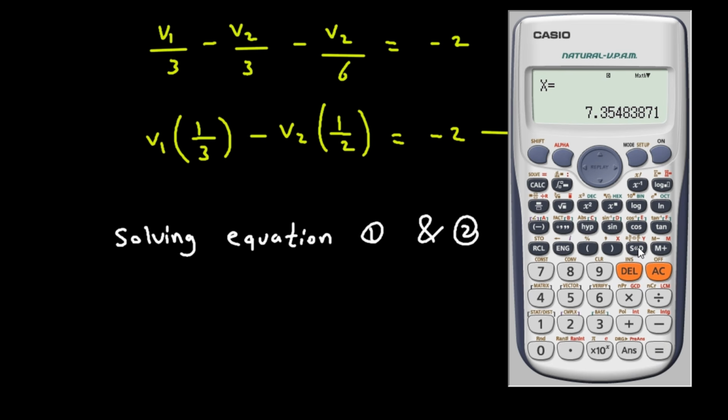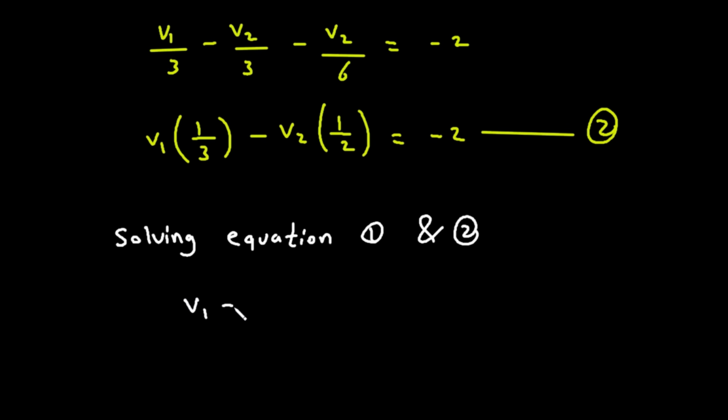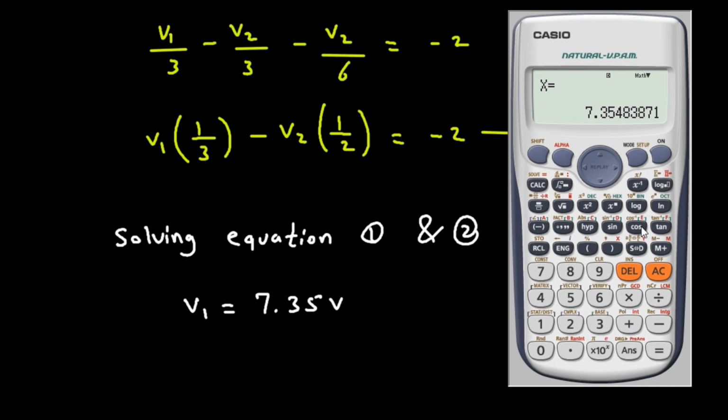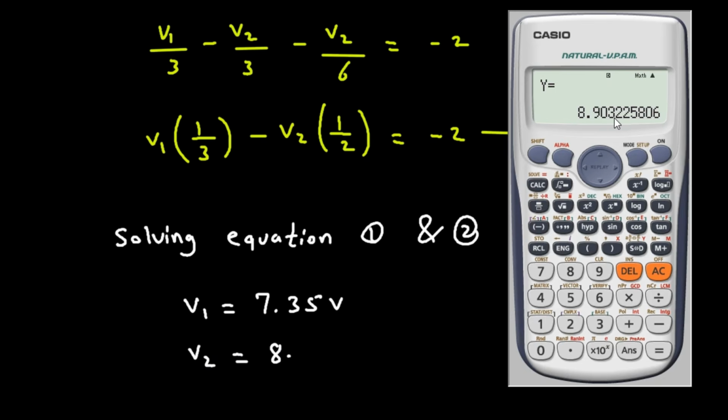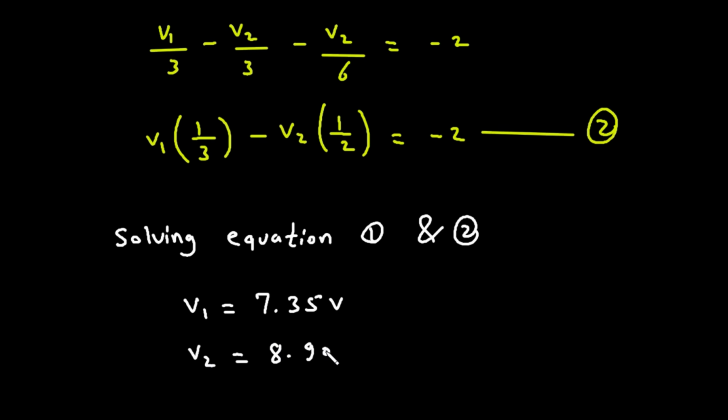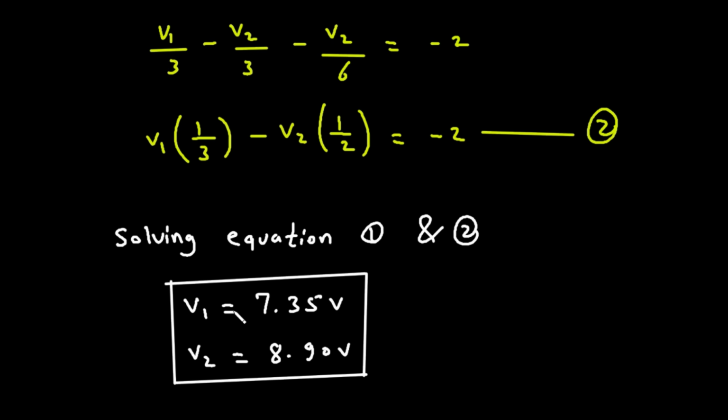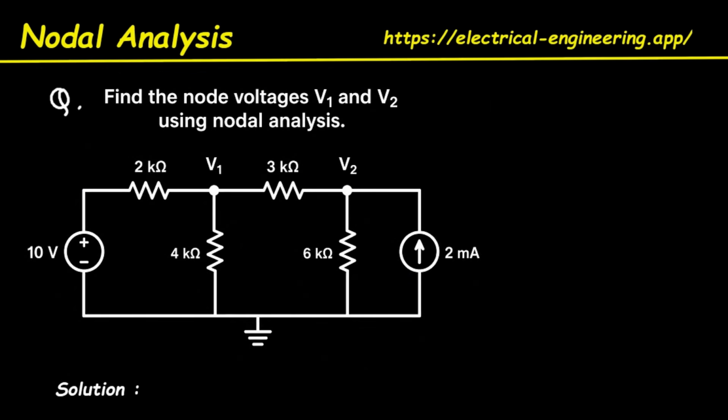So finally we get V1 is equal to 7.35 volts. Now since it is a voltage, its unit will be in volts. Then next V2 is equal to 8.90 volts. So these are the final answers for V1 and V2. So this is how we can find the node voltages V1 and V2 by using nodal analysis.